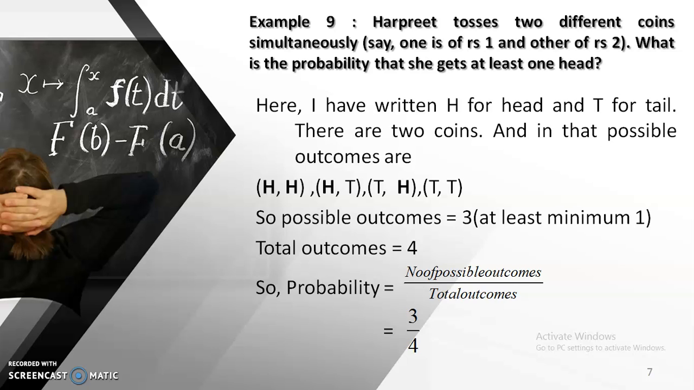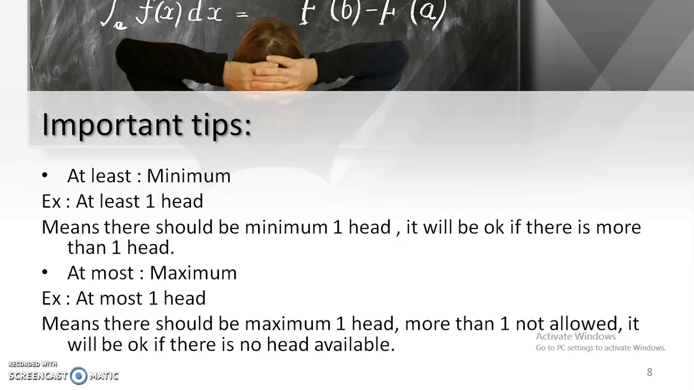Got it? Now go to the next. If you have any doubt, right? I have given some important tips here. So the tips are: at least means minimum. For example, at least one head means there should be minimum one head. It will be okay if there is more than one head. And at most means maximum. For example, at most one head means there should be maximum one head. More than one is not allowed. It will be okay if there is no head available.